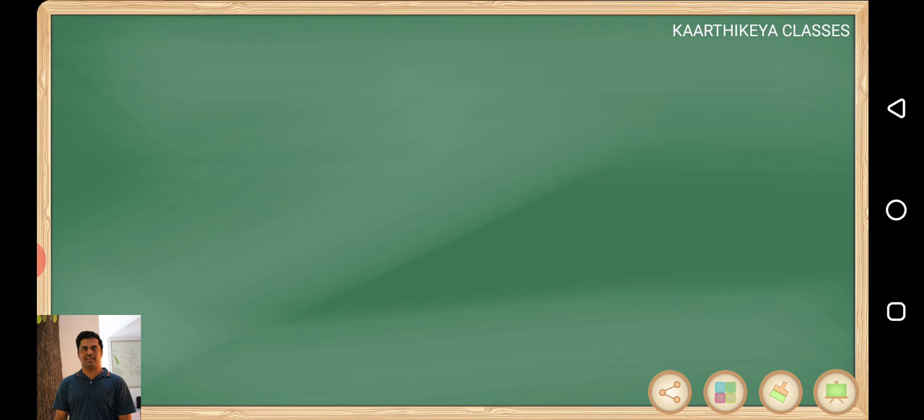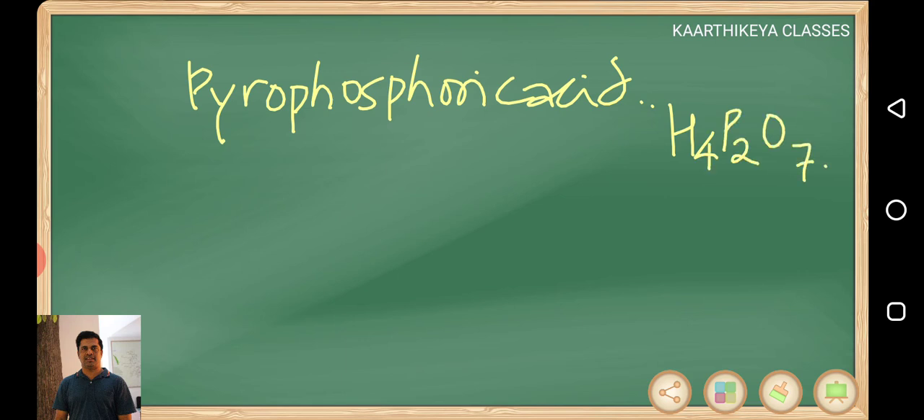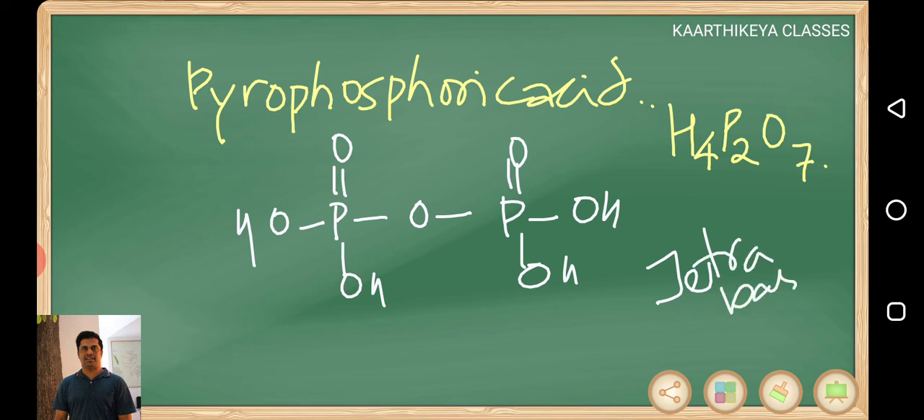The next one is pyrophosphoric acid, H4P2O7. One oxygen is now extra. You can expect the structure now. There is a POP linkage, rest is same. One double bond O, each phosphorus is having 2 OH groups. Tetrabasic. Pyrophosphoric acid H4P2O7, it is tetrabasic.